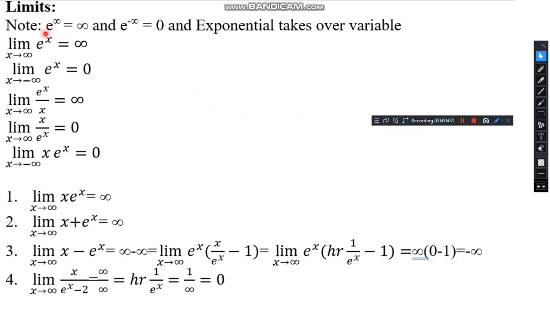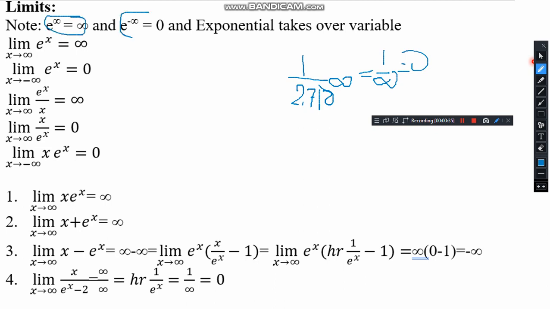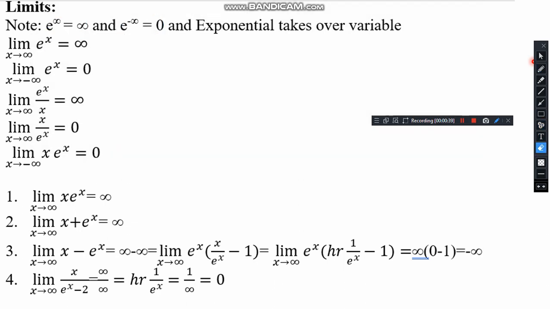So e is a number, 2.718, raised to infinity is infinity, but if you raise 2.718 to the power minus infinity, it will be, for example, 1 over 2.718 to the power infinity. Up power minus infinity, down it will be infinity, so it will be 1 over infinity, which is 0. So that's why we say the limit as x tends to infinity of e power infinity is infinity, and e power minus infinity, the limit is 0.